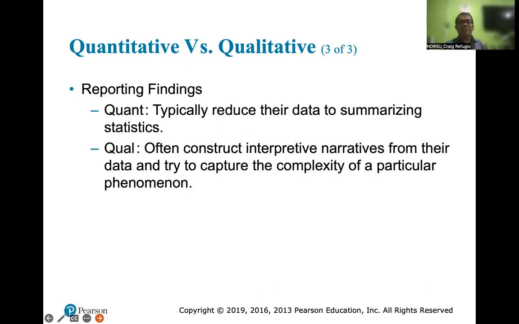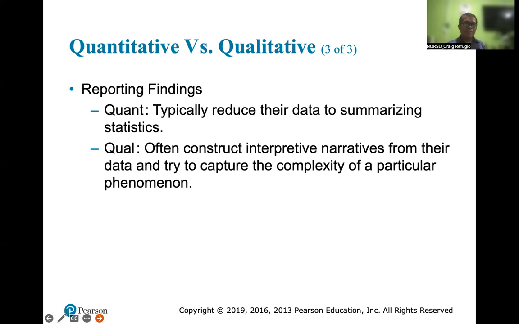Reporting findings. In terms of quantitative design, researchers typically reduce their data to summarizing statistics. So we summarize the data in tables, and in the tables you can find different descriptive statistics and then inferential statistics. Or in terms of descriptive statistics, you summarize the data in graphs, in terms of figures.